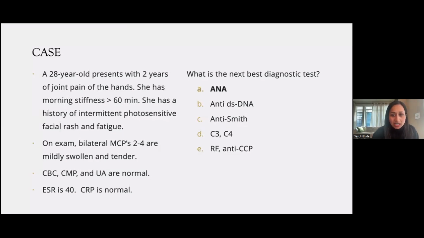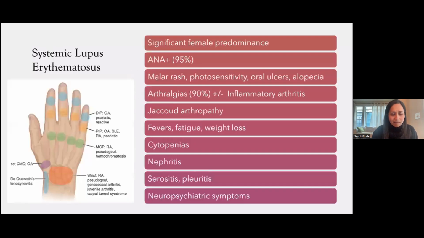So this patient has a lot of features concerning for a little bit more than rheumatoid arthritis. She's got that photosensitive rash, she's got fatigue, she's got inflammatory polyarthritis. And so I think a good next screening test would be an ANA. The dsDNA is a little more specific, but the ANA is probably the next test you want to get because dsDNA is pretty insensitive, and so you're going to miss a lot of patients with lupus if that's the test that you get. Lupus tends to be female predominant.